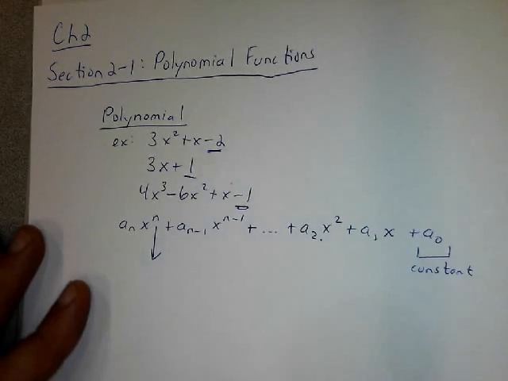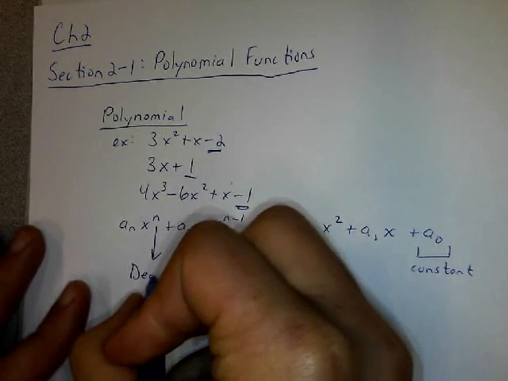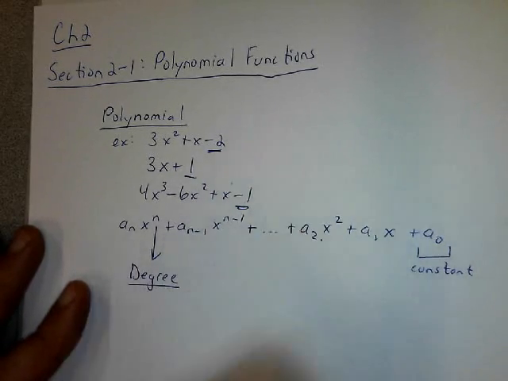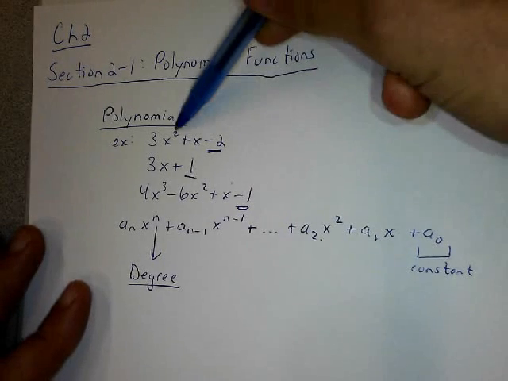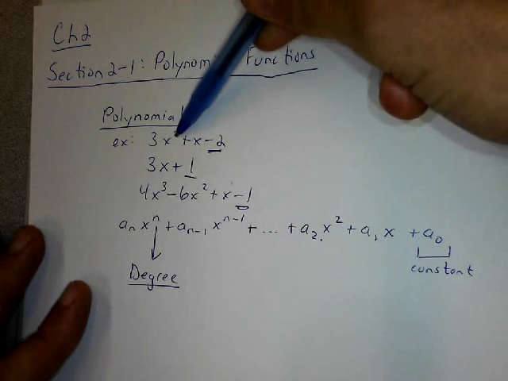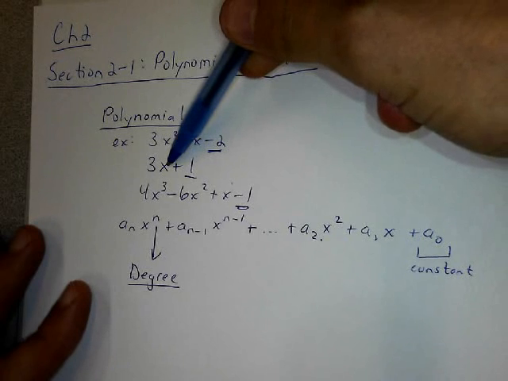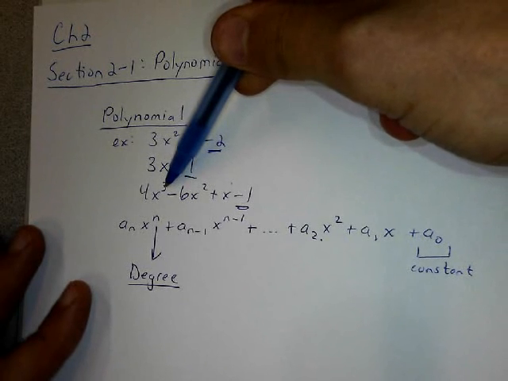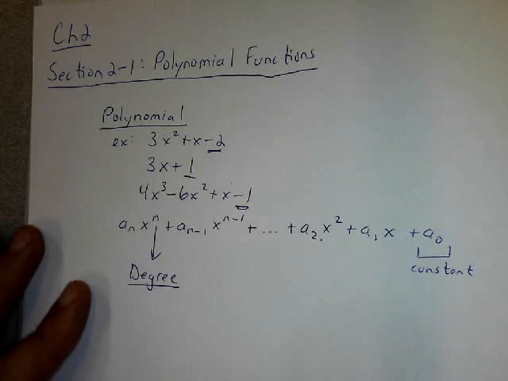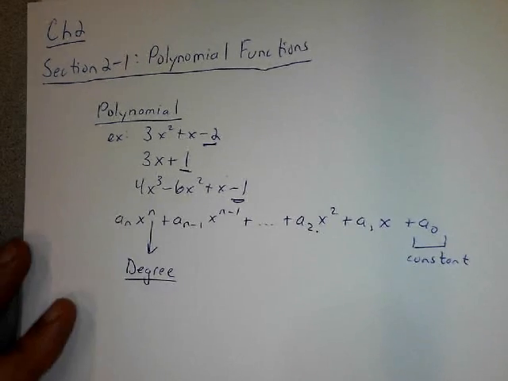This one's important. That states the degree of a polynomial. So for example, this first one would be a degree 2 polynomial function. This one would be a degree 1, and this would be a degree 3. It's simply the highest exponent or highest power that x is being raised to.